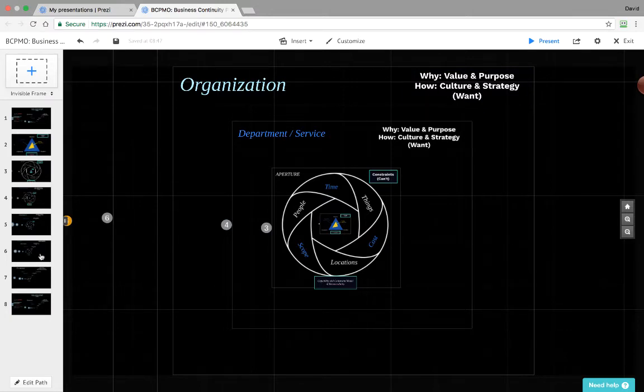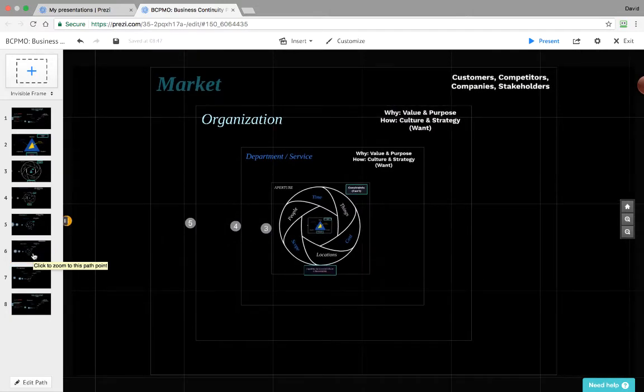Now we have to go out even further to what's called the market level. All of this happens within the marketplace of customers, competitors, companies, and stakeholders. The organization is serving a certain segment of the global economy, and we have to take into account the customers, competitors, companies, and stakeholders that they're functioning in. Now, in normal business, we know what those might be. In a post-disaster environment, these could change radically. Let me come back to that in a minute.